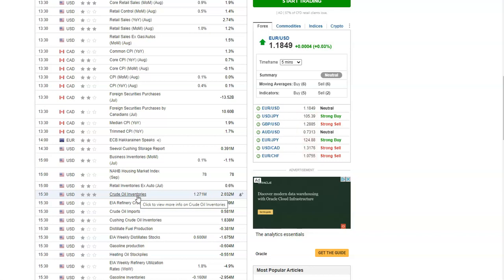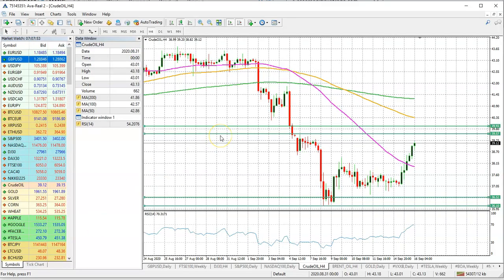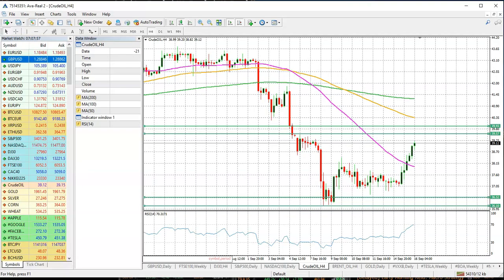So you can't really predict what the numbers are going to be. But what we are expecting is a drawdown from a previous number of 2 million going all the way down to 1.27 million. But again, as I said, it is difficult to have a clear indication on that. So that is why I don't like to have a position ahead of that. I wanted to trade once the news is out and then see which way the trend is really moving and then look at the price.